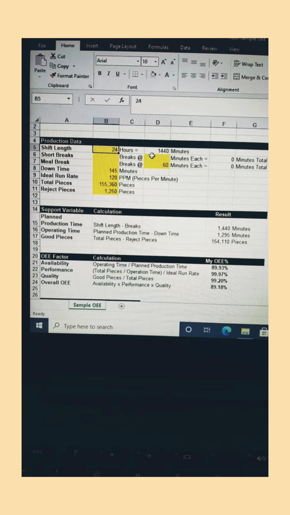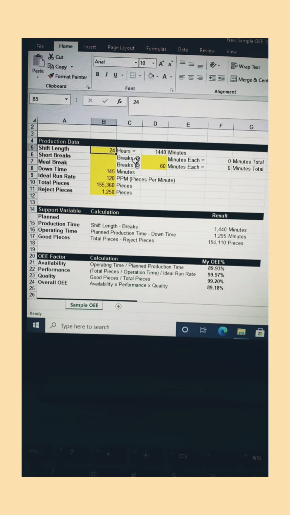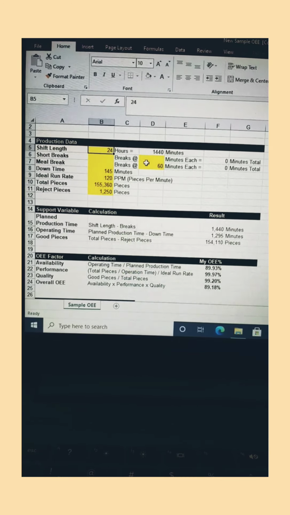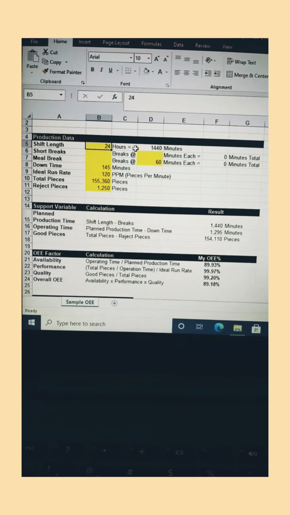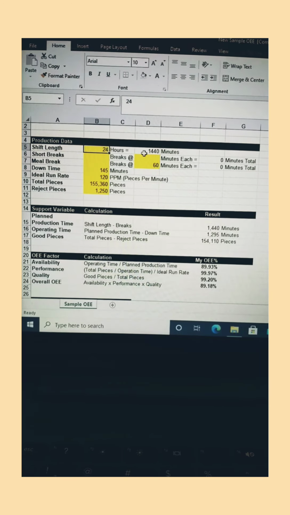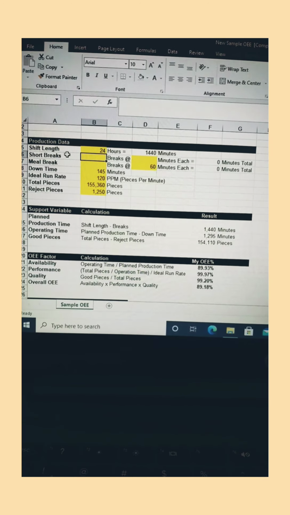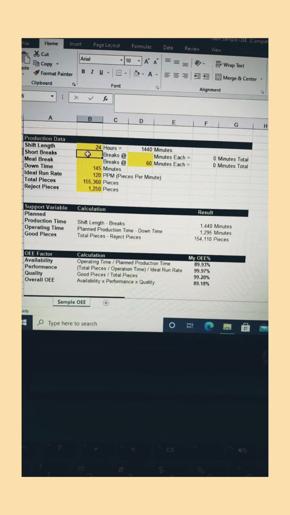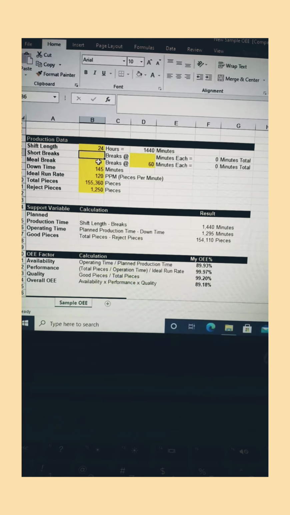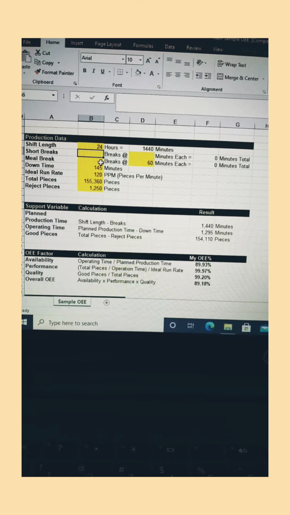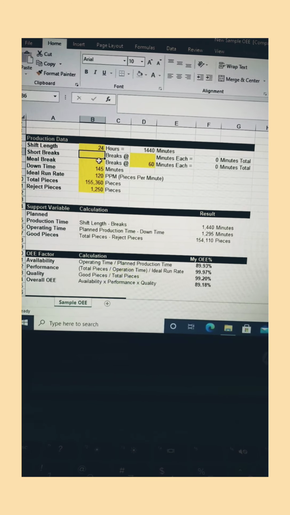Let's say the shift length is 24 hours, and this is converted into minutes. And then if your system has any short breaks or meal breaks, you incorporate those here. Let's say I don't have any kind of short break or meal break, then there's no need to add.